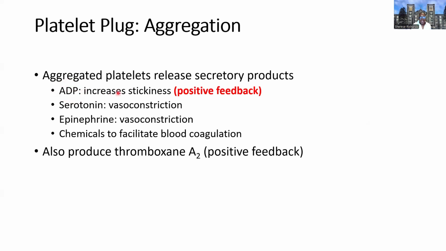And this increases the stickiness of that first layer of platelets, and then it calls more platelets to stick to that area. It also secretes serotonin, which causes vasoconstriction. Epinephrine also causes vasoconstriction, and then other chemical factors that are going to facilitate more coagulation. And coagulation is just clotting of the blood to create a clot, right? To create a plug. We also produce thromboxane A2, and that can also further excite or encourage platelet aggregation.